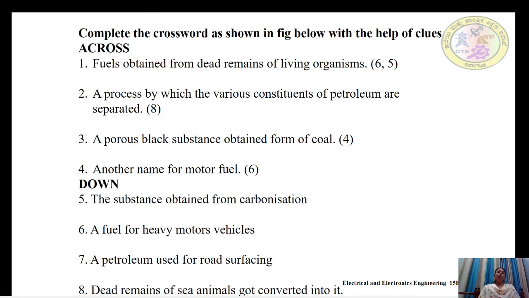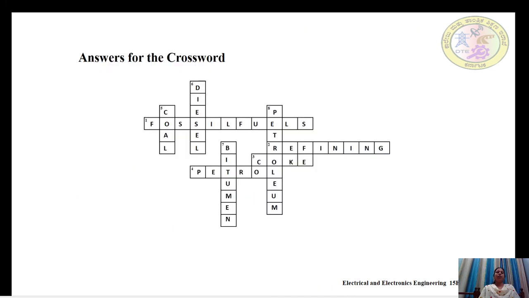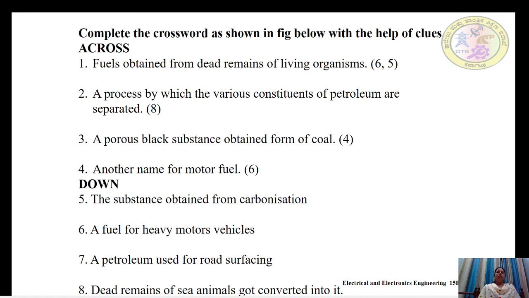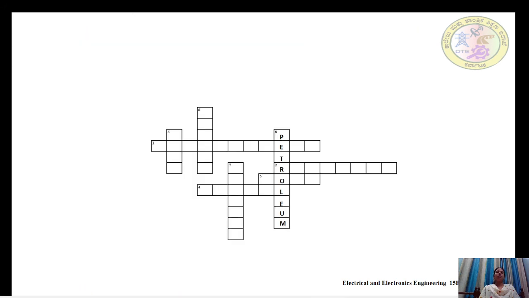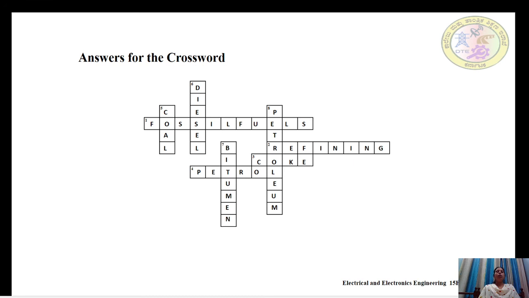Another name for motor fuel. What is another name for motor fuel? It is nothing but petrol. Down crosswords, fifth one: the substance obtained from carbonization. What is the substance obtained from carbonization? It's nothing but coal.